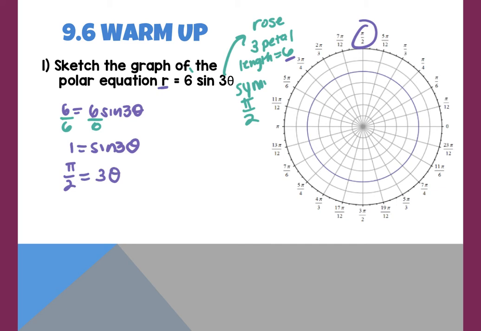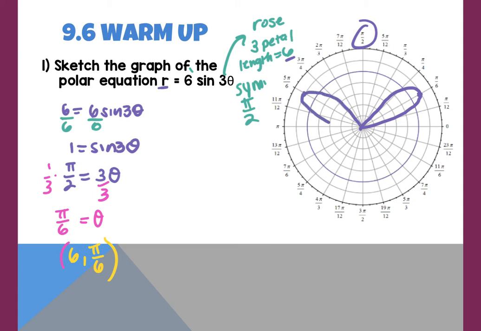But now it's that pi over 2 equals 3 theta. That's where it changes. So I divide by 3 or multiply by a third, and I get theta is equal to pi over 6. So my radius is 6 at pi over 6, which means a petal exists here, 6. And then because it's symmetric to the y-axis, I know that happens on the other pi over 6 on the left-hand side. So my other petal here, or second petal, is here.